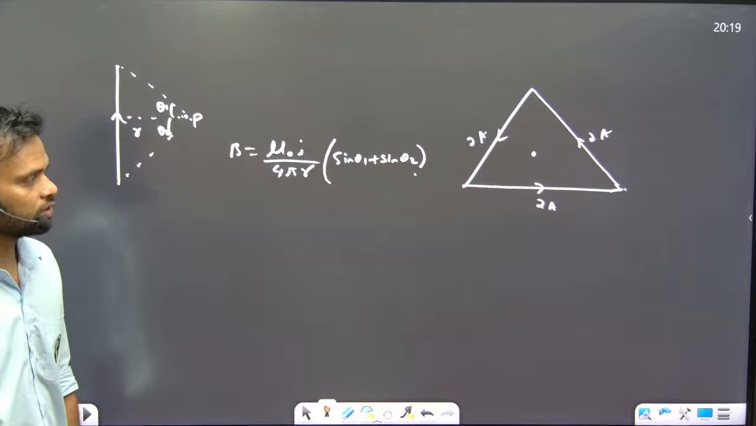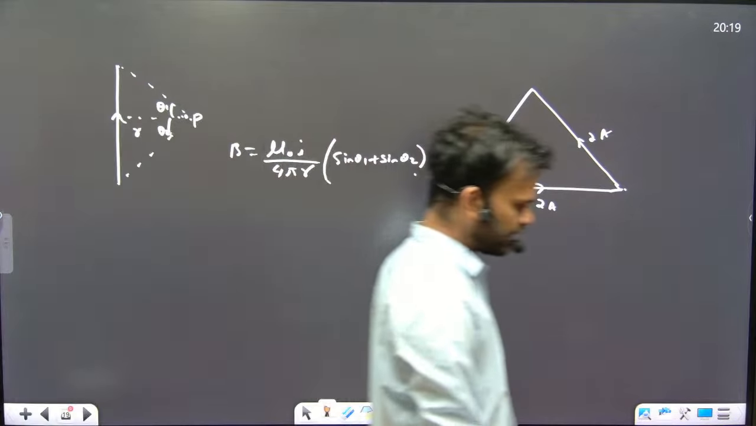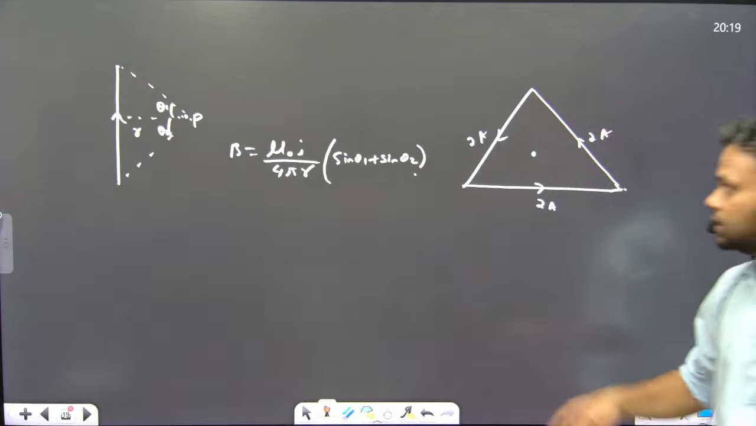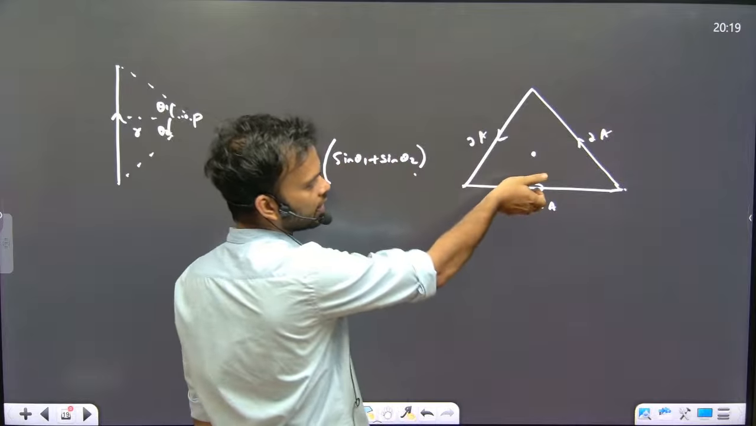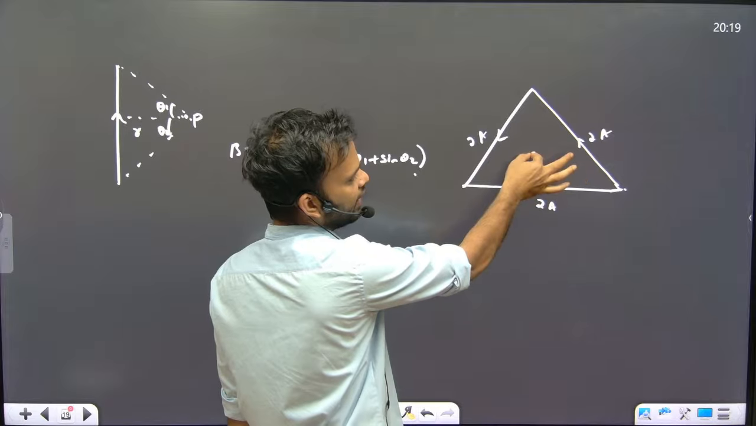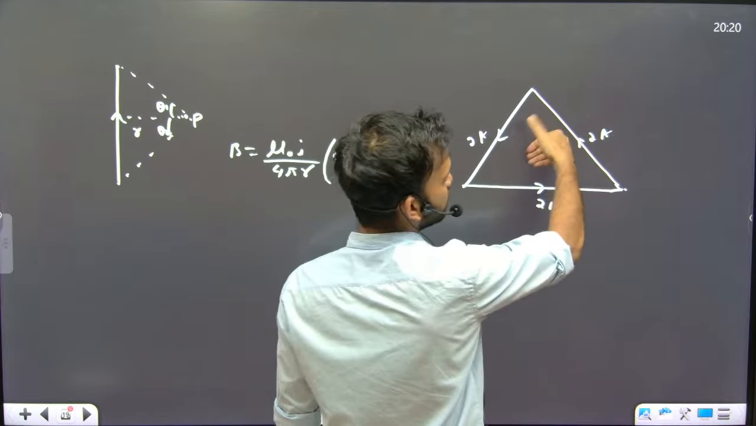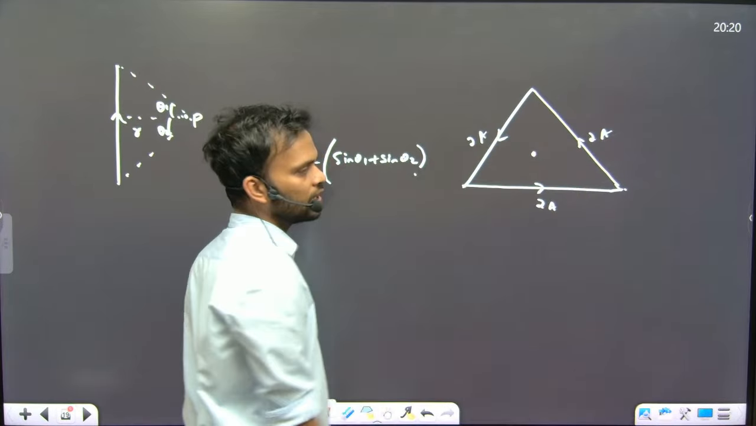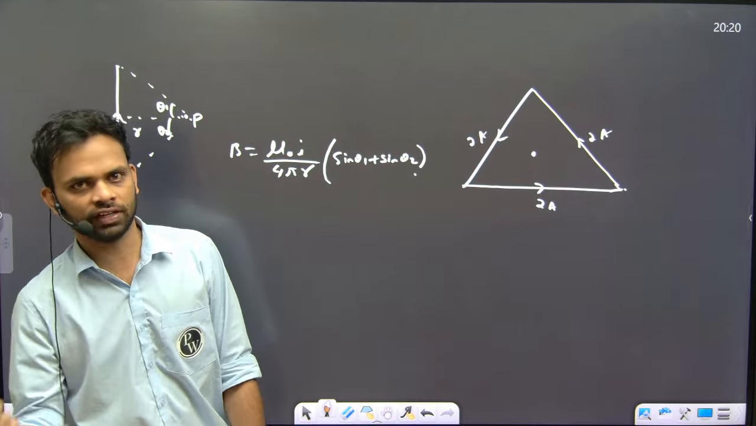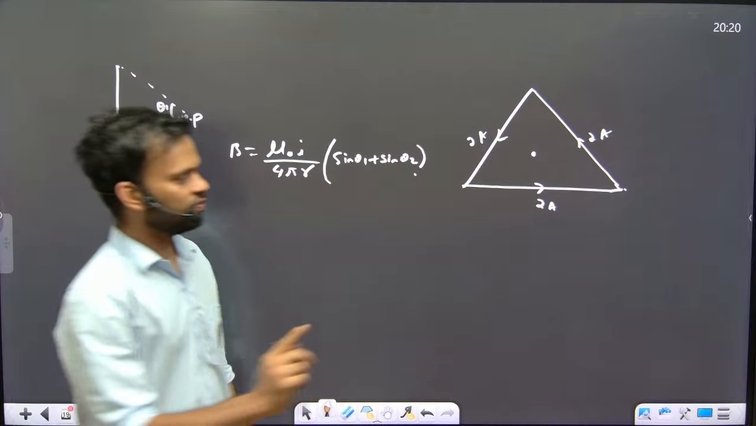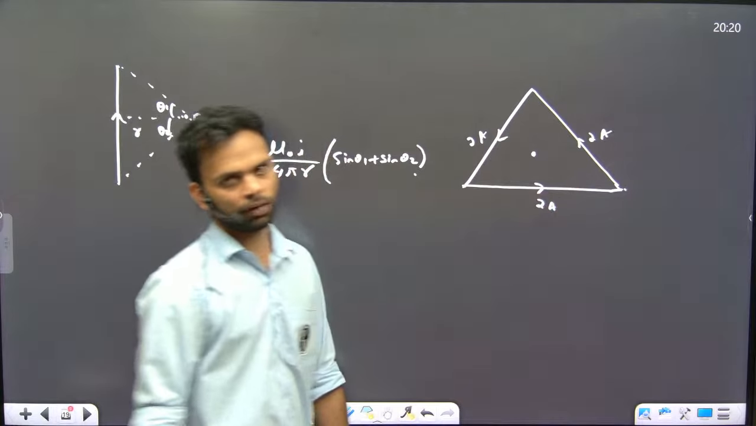Now come back to this. Before going further to any calculation, first look at this. The field produced by this, in what direction? Apply the right hand curl rule. If I hold the wire, extend this and curl it, the field is outwards, because this wire also is outwards. So all the fields are in the outward direction, so we can add all the fields. What we need to do is find the field due to one wire and multiply by 3.